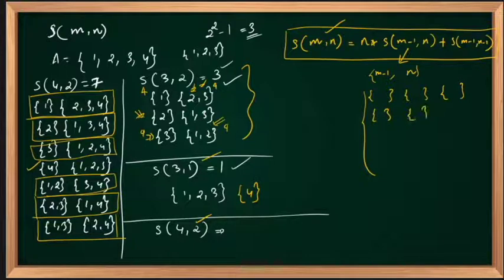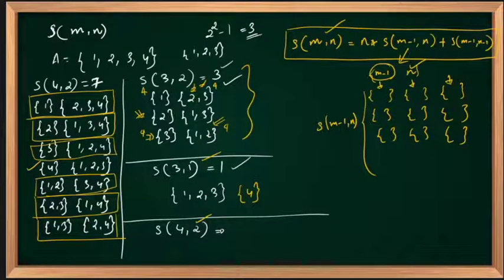So all the partition sizes will be n, and totally you will have S of m minus 1 comma n. Now you are adding one more element, so you have a choice of adding it here, or here, or here. So you have n options of adding because you have n sets here. If I add one element here, then the set size will become m. So I can say n into S of m minus 1 comma n. That will cover all the types we discussed first.